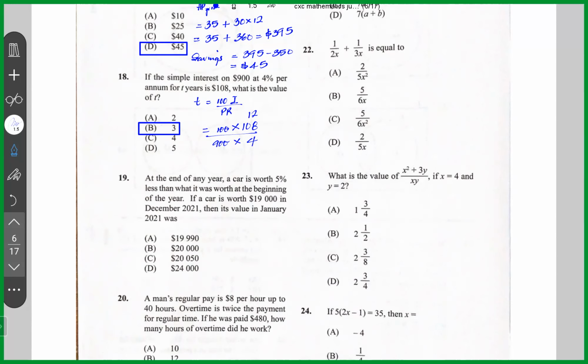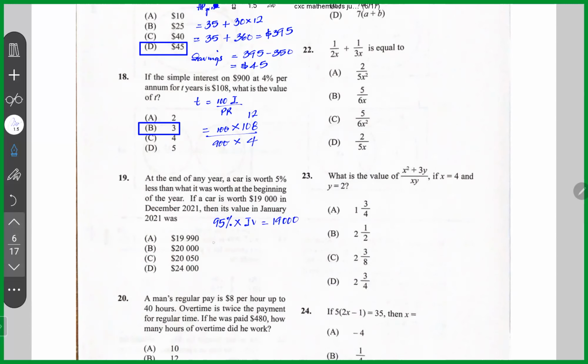All right, since it's losing 5% per year, the value at the end of the year would be 95% of the initial cost. This item, the car, is losing 5% every year. So the value at the end of the year would have been 95% of the value at the start of the year. So 95% of the initial value, that would be the value in January, is equal to 19,000.